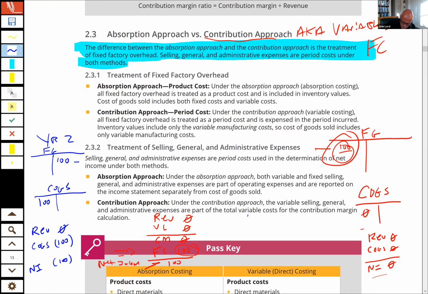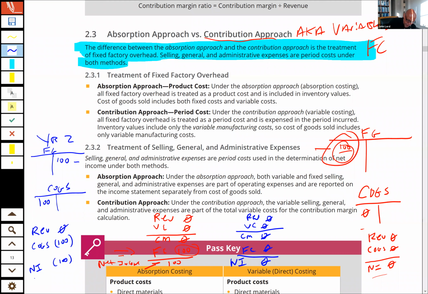So under absorption now I've got revenue of 0. I've got variable cost, again, I'm just trying to isolate the fixed cost. I've got a contribution margin of 0, and fixed cost is 0 because I already took that fixed cost. I took it last year when it was incurred. I don't have to take it again. So now my net income is 0.